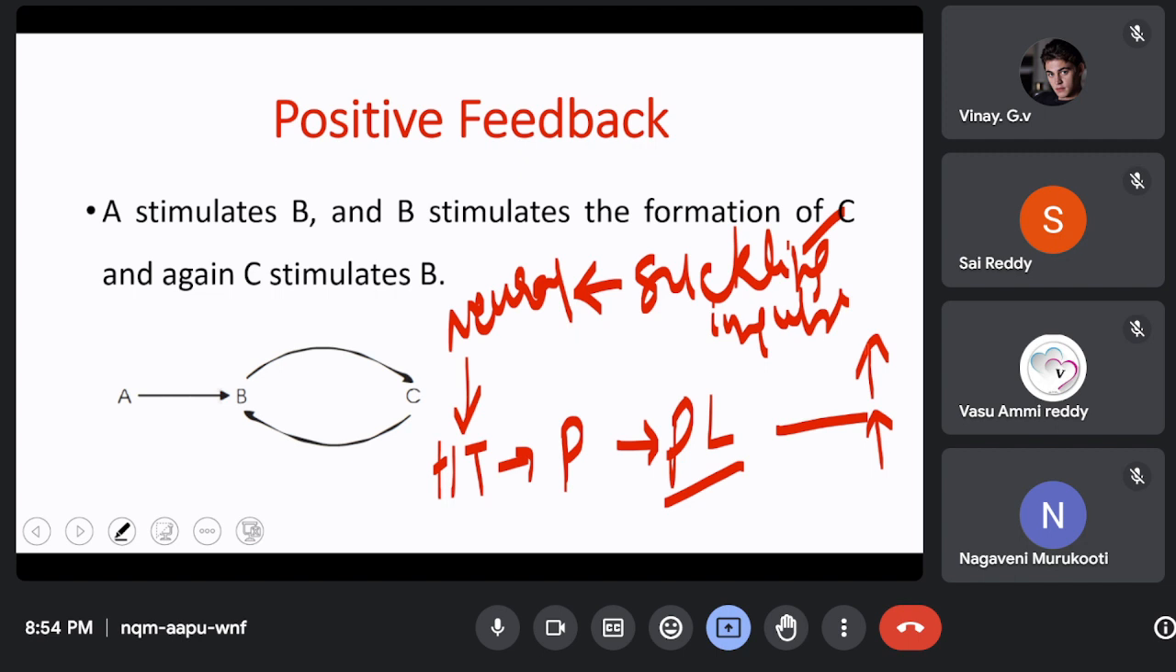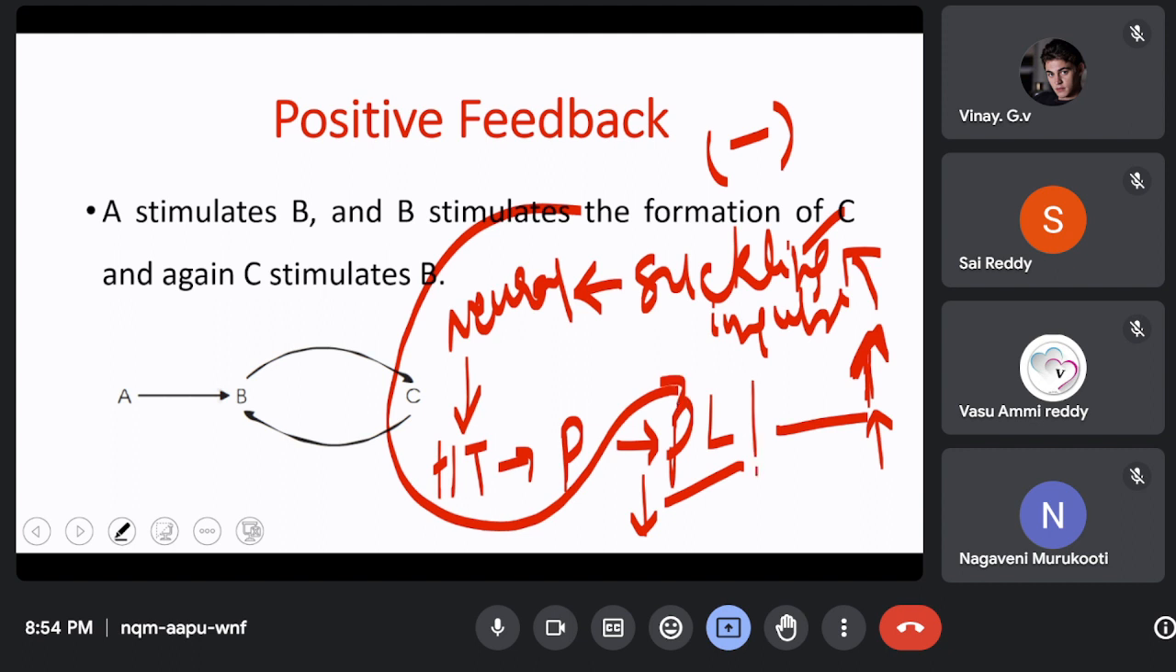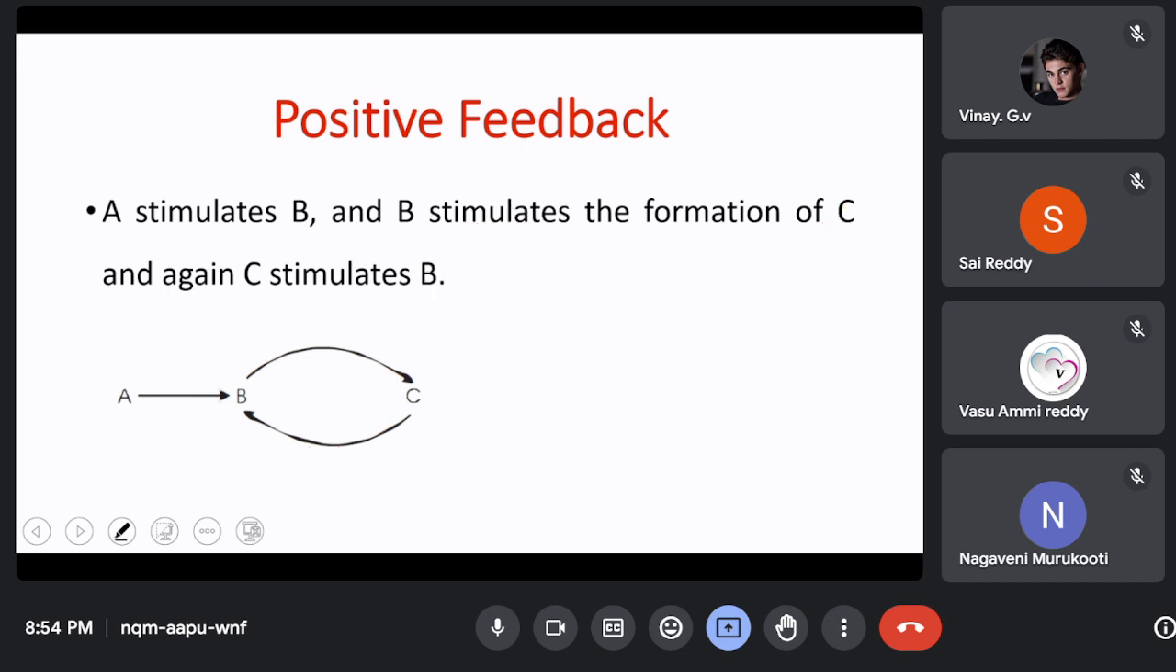So whenever it increases in other hormones, what happens? There is a negative feedback mechanism, so that the secretion is stopped. And here, this is not the case. The increased prolactin further stimulates the entire process, so that the prolactin secretion is increased, which we call a positive feedback mechanism.